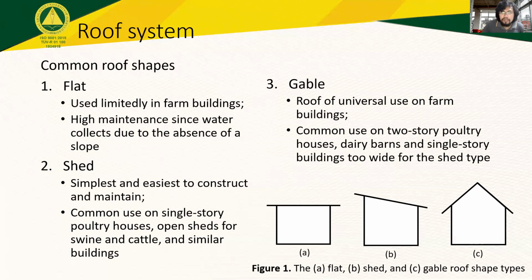Now the gable, this is figure 1C. This is a roof shape that has found universal use on farm buildings, and it's commonly used for two-story poultry houses, dairy barns, and also single-story buildings that are too wide for the shed type of roof shape.